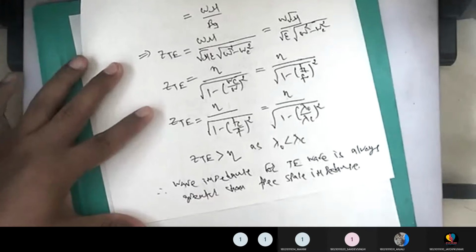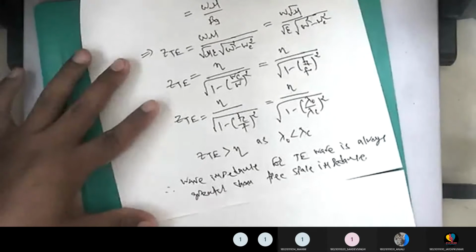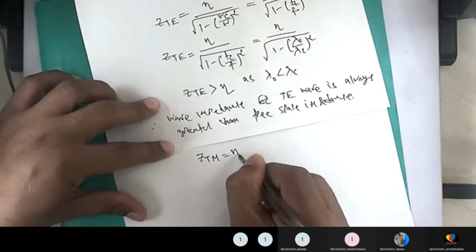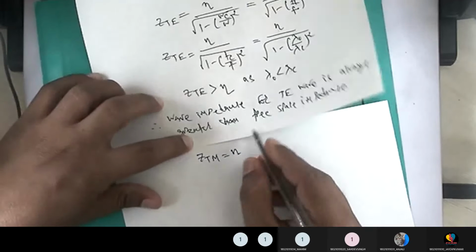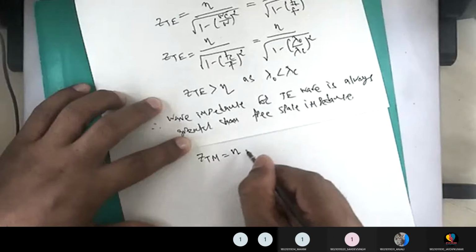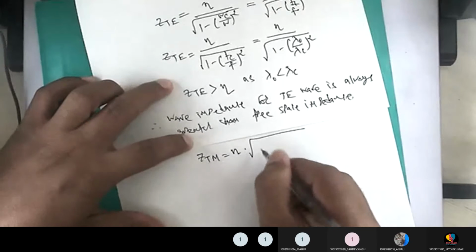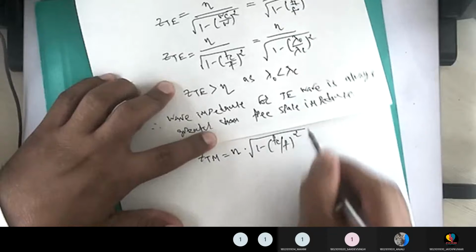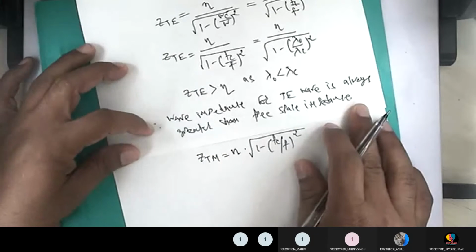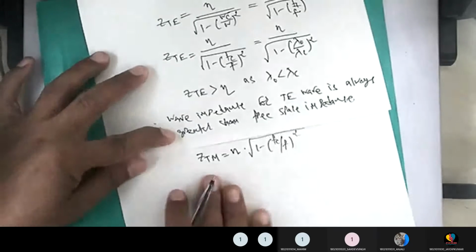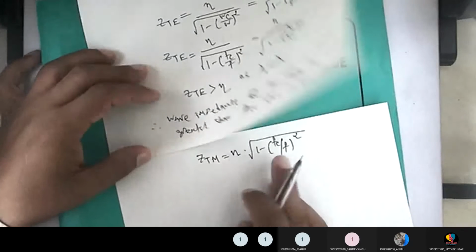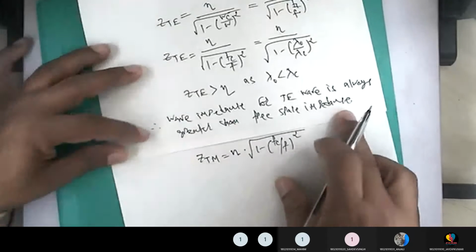The same way you can derive it for the TM wave too. I'm not deriving it, but I'm directly writing here that for the TM mode the relation will become eta into the square root of 1 minus fc by f whole square. Earlier it was in the denominator, but now you get it in multiplication. So this is the impedance of the TM wave, and you can see that now it is lesser than the free space wave impedance.